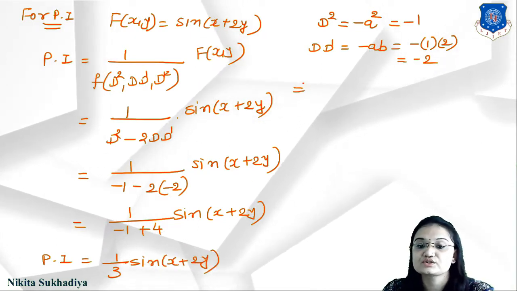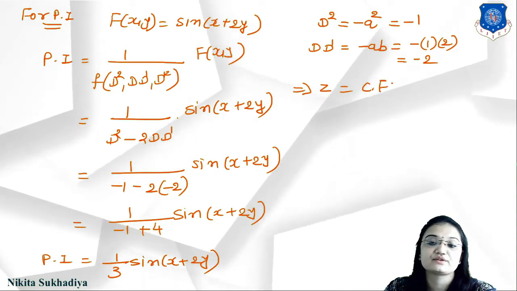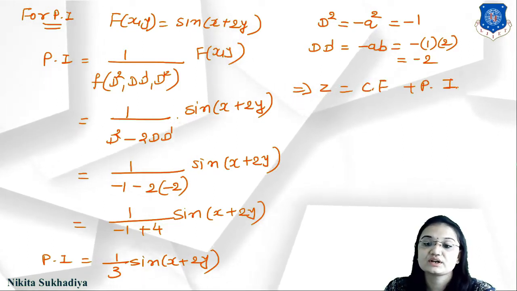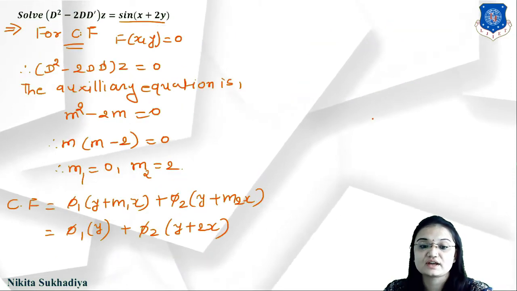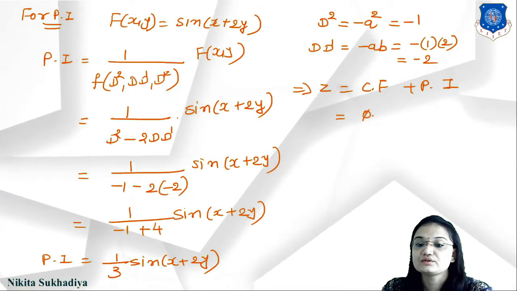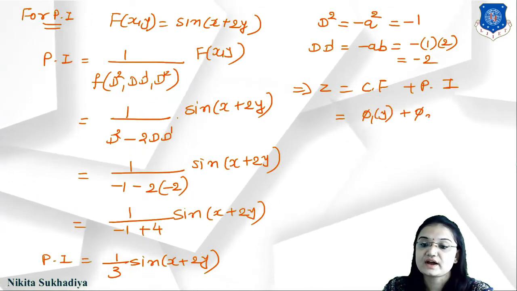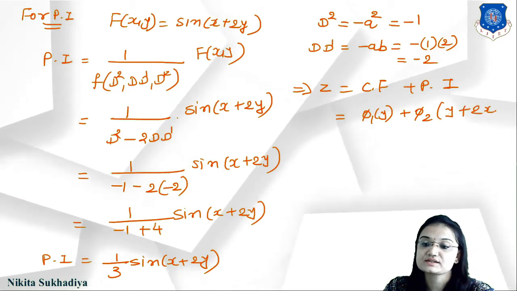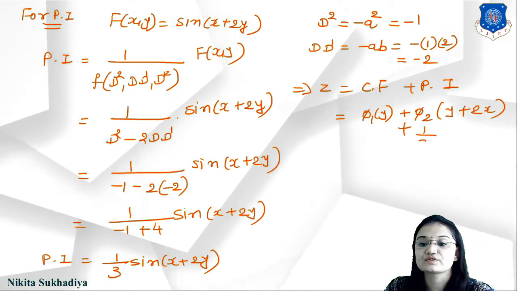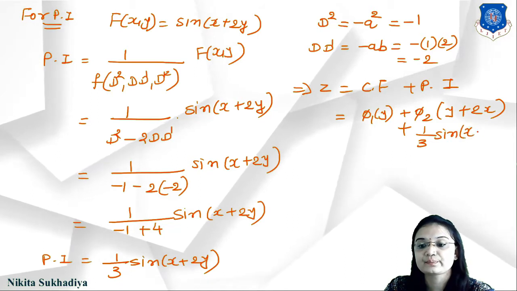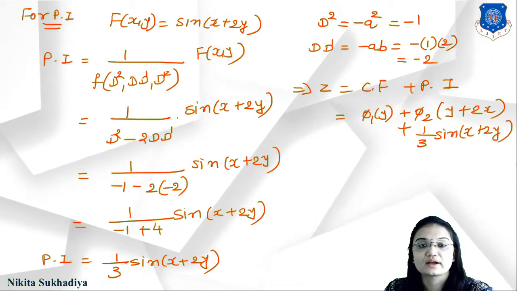Okay, so our final solution z is equal to complementary function plus particular integral. Our complementary function is phi 1 of y plus phi 2 of (y plus 2x), and our particular integral is 1 by 3 sin(x plus 2y).